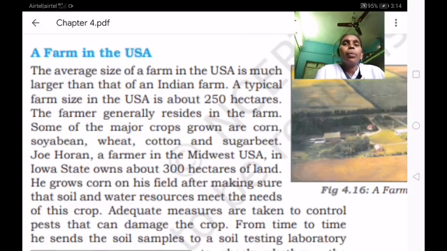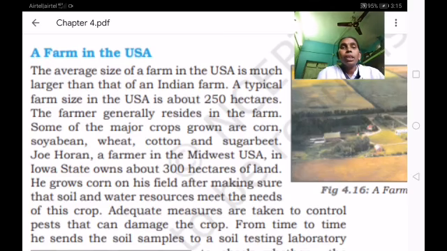Today let us learn about a farm in the United States of America. The average size of a farm in the United States of America is much larger than that of an Indian farm. Compared to Indian farmers, the American farmers have more land. A typical farm size in the United States of America is about 250 hectares of land. Yesterday we learned about 1.5 hectares, but in the United States of America, it is 250 hectares.